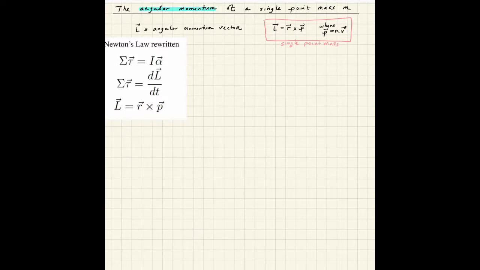Later on, we're going to find the angular momentum for a rotating rigid body. And you see that takes the form of rotational mass times rotational velocity, similar to the linear momentum. So later on, we're going to be looking at this.